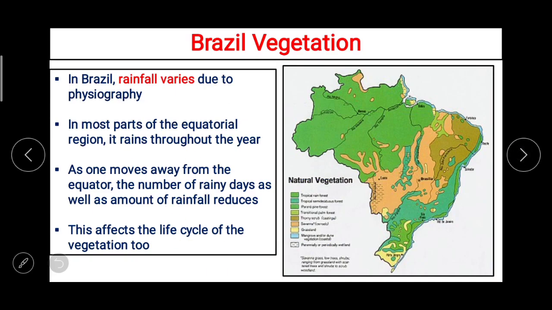Next, Brazil vegetation. It means that we are going to talk about the plants. In Brazil, rainfall varies due to physiography, and in most parts of the equatorial region it rains throughout the year. As one moves away from the equator, the number of rainy days as well as the amount of rainfall reduces, and this affects the life cycle of the vegetation too. And this is the natural thing.